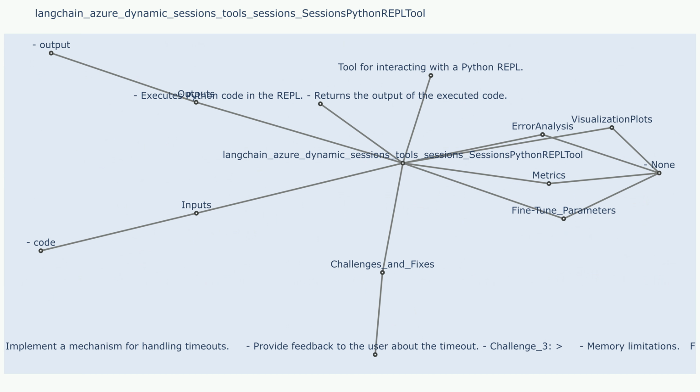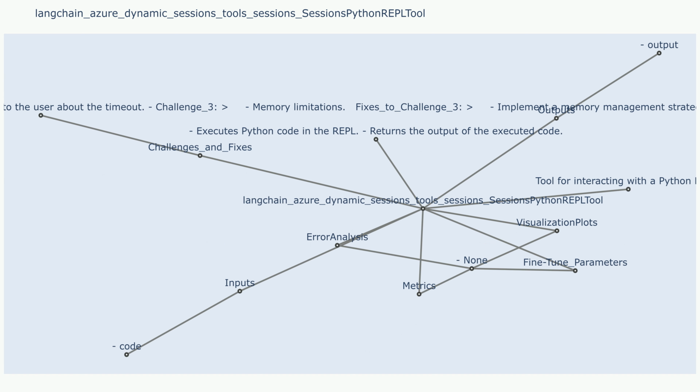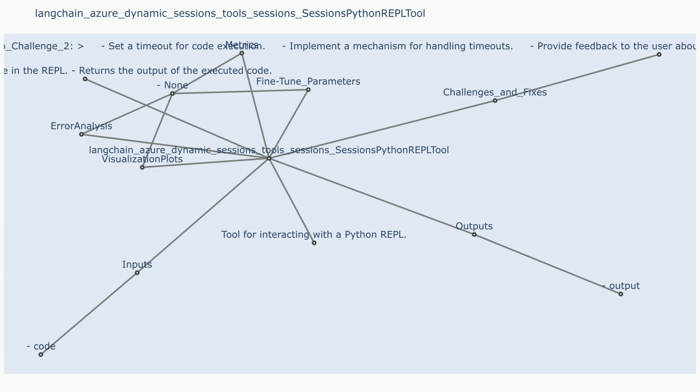Metrics. Metric 1, code execution time, measured in seconds. Metric 2, the number of lines of code executed. Visualization plots. Visualization plot 1: the tool doesn't inherently create visualizations. However, you could potentially use the Python REPL to generate data that could then be used to create plots using visualization libraries like Matplotlib or Seaborn.